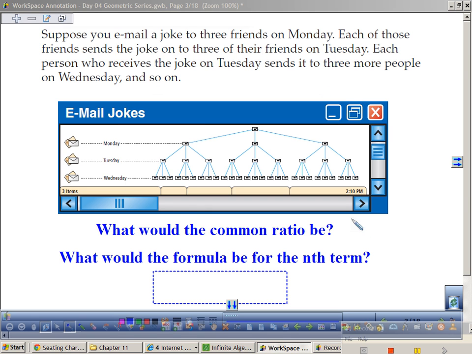What would the common ratio be? 3. Good. What would the formula be for the nth term? You guys know this already. a_n for a geometric sequence equals the first term multiplied by the common ratio raised to the power of n minus 1. Good. You guys remember that? And that'll give you each term of your sequence, correct? So today we're going to learn how to add all those up together with a formula.